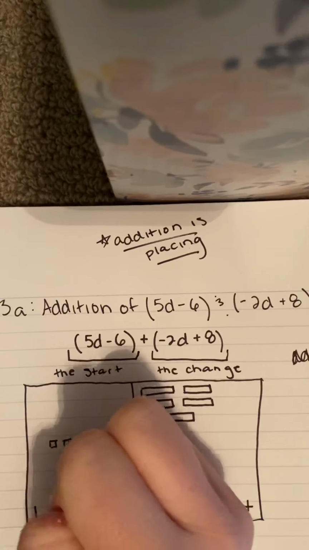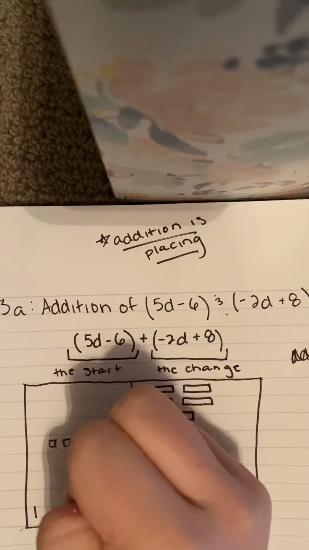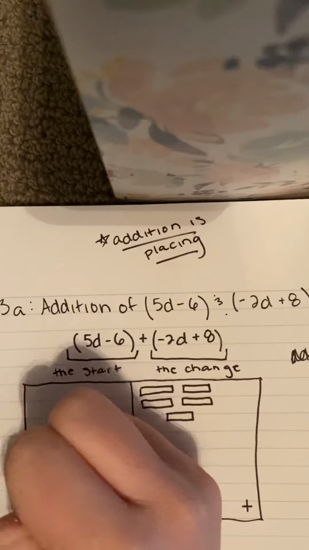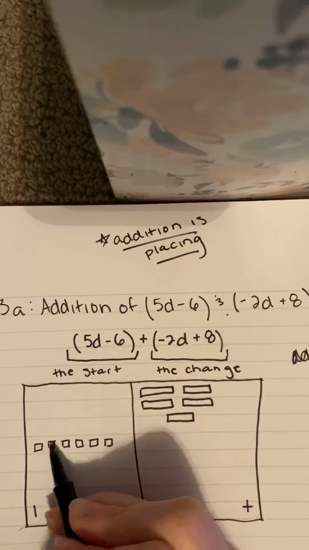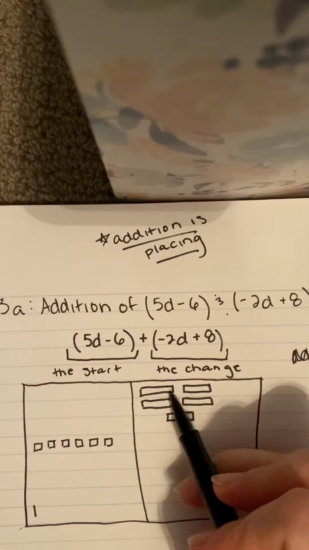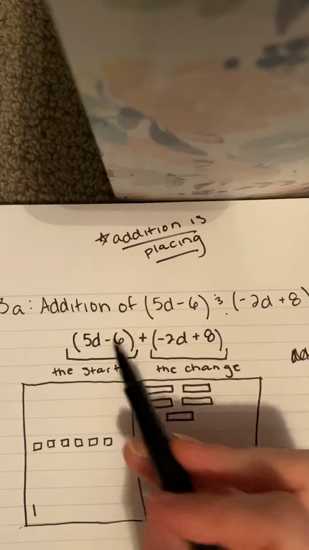Since it's not d or d squared, that's just a block. So you're going to draw 6 blocks: 1, 2, 3, 4, 5, 6. So 6 blocks and then 5 rods, which is representative of 5d. So we have the start done.